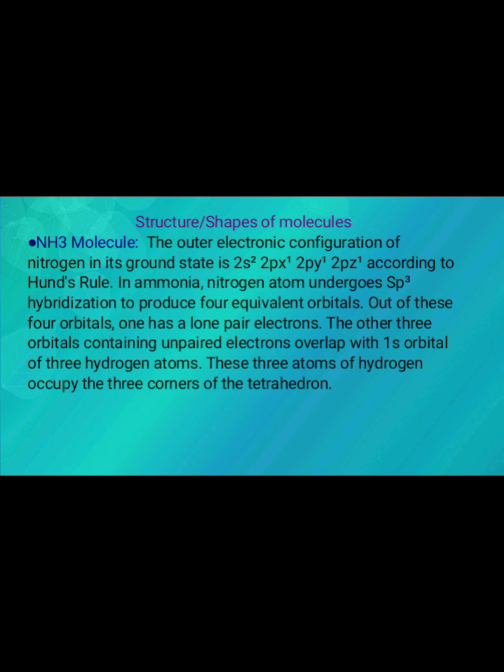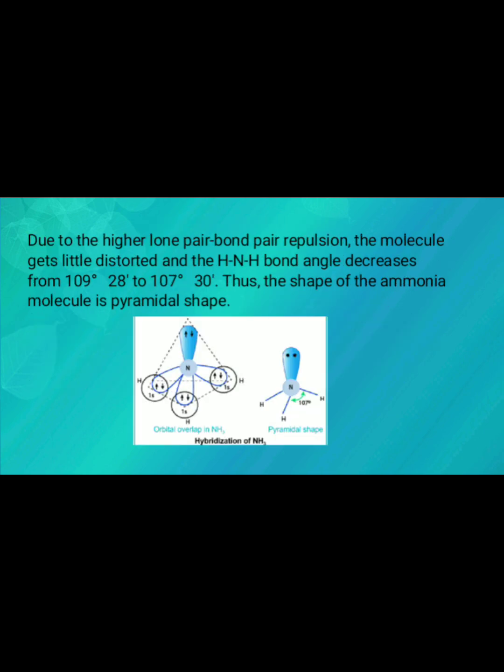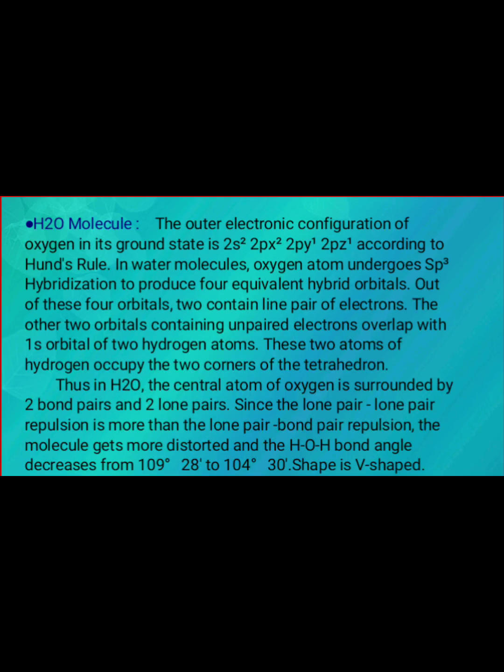Next one. Due to the higher lone pair-bond pair repulsion, the molecule gets a little distorted and the HNH bond angle decreases from 109 degrees 28 minutes to 107 degrees 30 minutes. Thus the shape of the ammonia molecule is pyramidal.